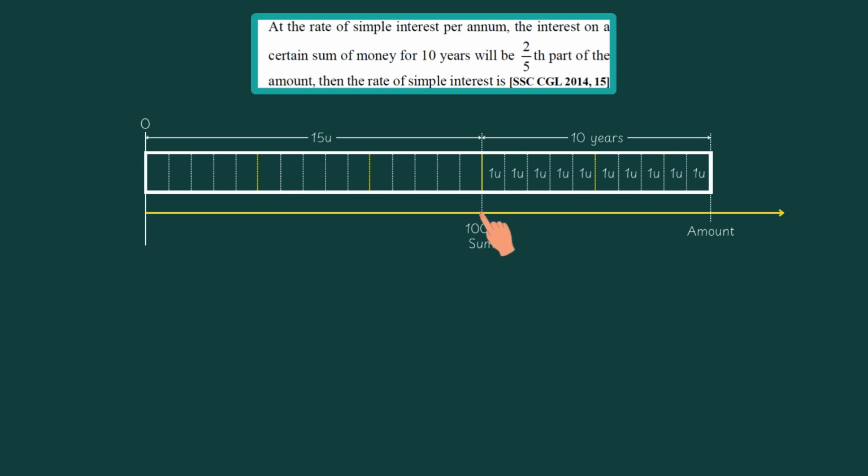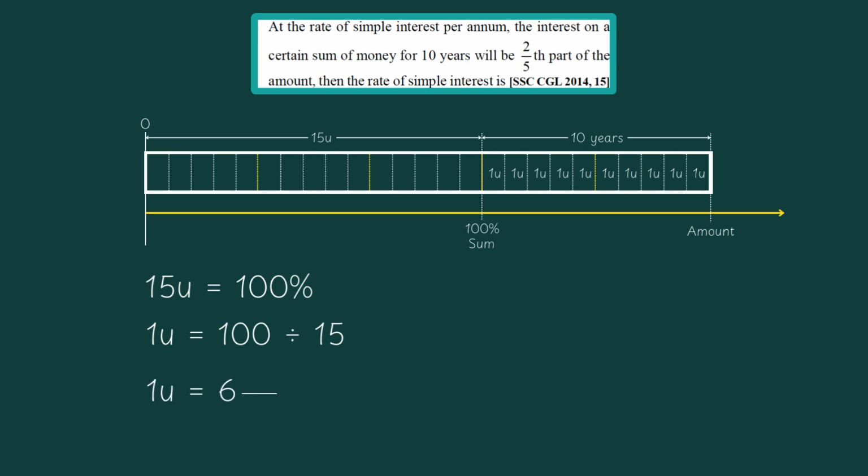Now, we just need to determine the percentage value of 1 unit. Since 15 units equals 100%, what will be the value of 1 unit? Yes! 1 unit equals 100 divided by 15%. And solving this gives us rate of interest equals 6 2/3% per annum.